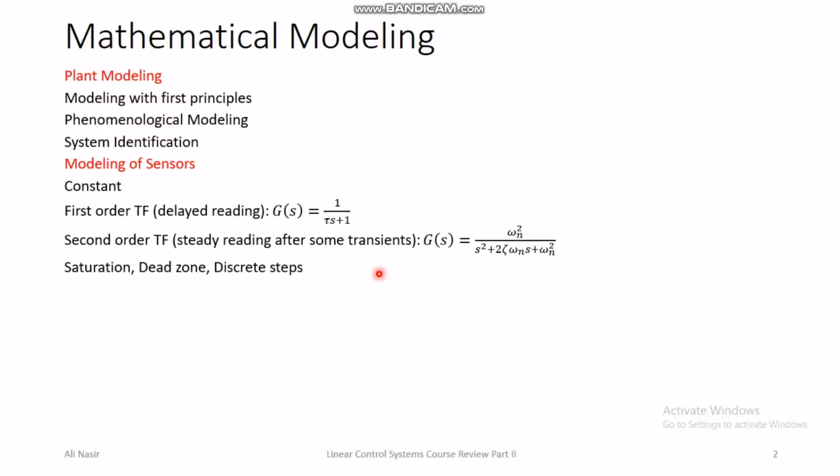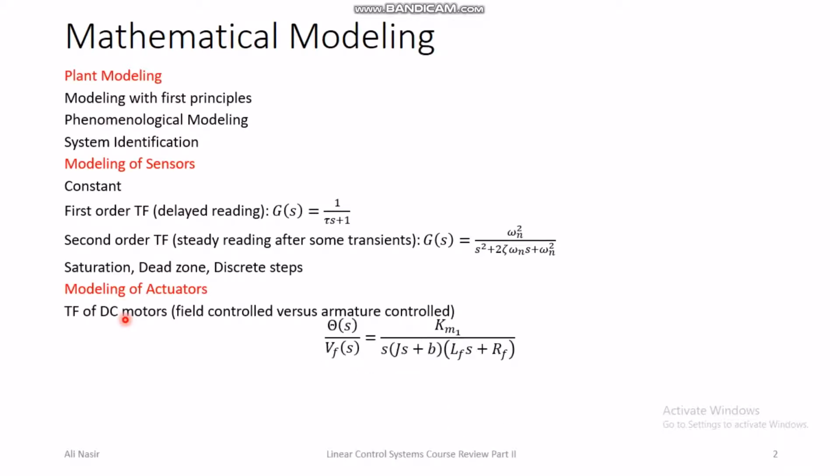Okay. Then there is modeling of actuators. In most cases, especially for electrical engineers, the actuators are DC or AC motors, and the transfer functions of DC or AC motors have been discussed in the course. These are transfer functions where the output of the motor is the angle. So the transfer function between the angle of the motor and the field voltage applied to the motor is the transfer function of a field controlled motor.